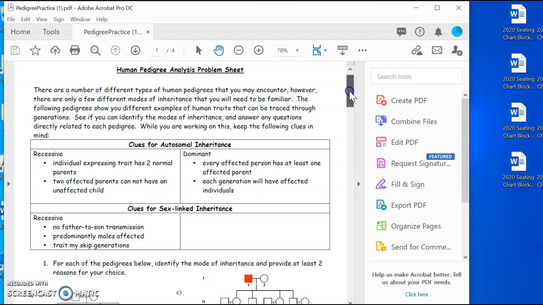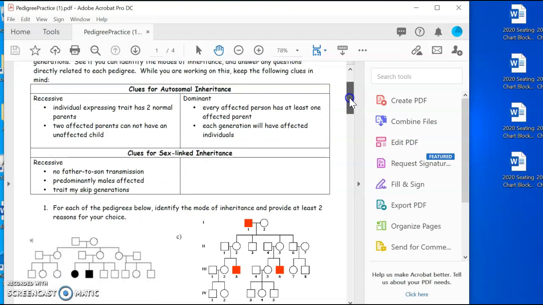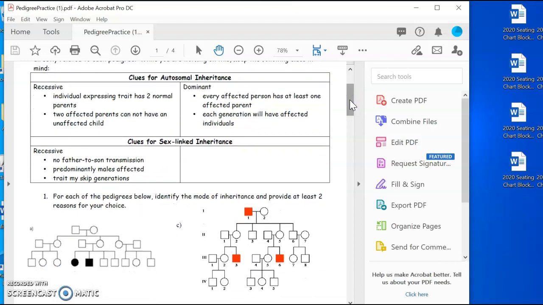So we're going to be looking at our pedigrees from lecture, and we said that there are different kinds of ways that things could be inherited in pedigrees. You could have autosomal inheritance, which is just on a regular body chromosome, and it's either recessive or dominant. If it's recessive, very few people are going to have it, okay? And two affected parents cannot have an unaffected child, okay? So if it's recessive. If it's dominant, many of them are going to have it. Every generation will have affected individuals.